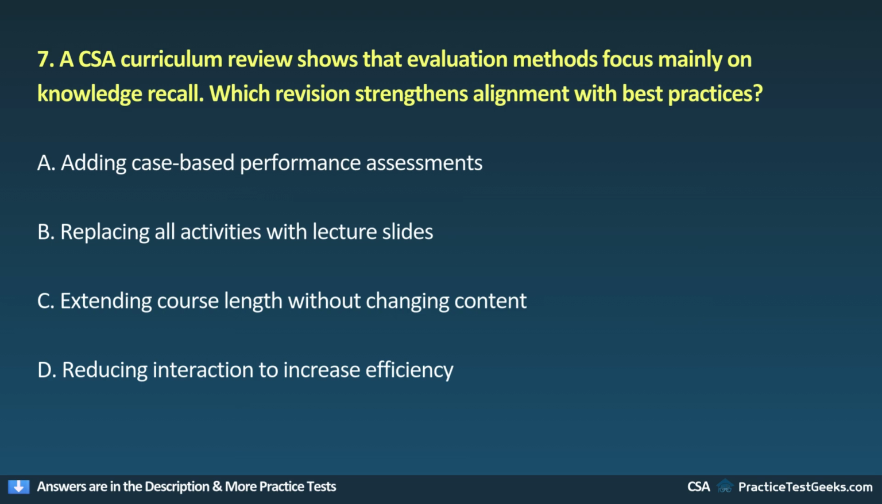7. A CSA curriculum review shows that evaluation methods focus mainly on knowledge recall. Which revision strengthens alignment with best practices? A. Adding case-based performance assessments. B. Replacing all activities with lecture slides. C. Extending course length without changing content. D. Reducing interaction to increase efficiency.